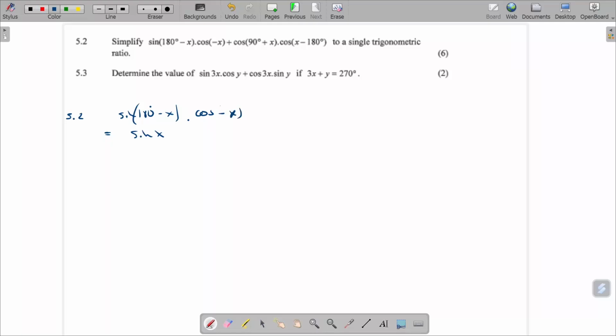Cos of minus x, we know becomes, let's not rush, becomes cos of x. Plus cos of 90 plus x, well, it's the co-ratio, so it's going to become minus sine of x. Because it's the co-ratio, it's going to become minus. And because it's 90 plus, cos in the second quadrant is negative. So it's going to become minus sine of x, times by cos x minus 180.